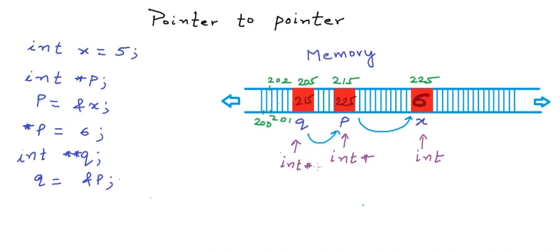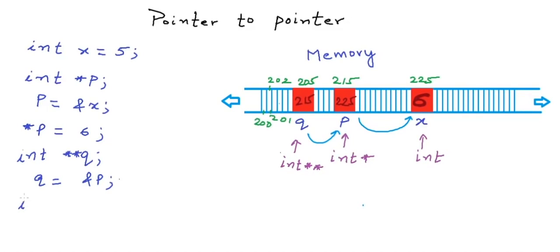We put 2 asterisks. A simple way to read this is that the type of variable x is integer. So to store the address of x, we will need a pointer of type int star. So we will put 1 star to say that this is a pointer to that particular type. And to store the address of p, we will need a pointer to int star. So we will put 1 extra star to say that this is a pointer to int star. And we can go on like this.